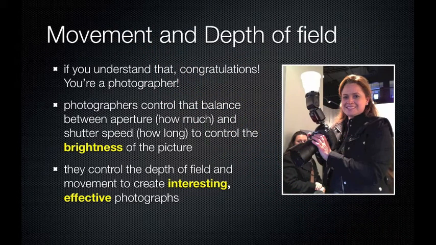Photographers control that balance between aperture, which is how much light, and shutter speed, which controls how long the light strikes the sensor. They do that just to control the brightness of the picture. But there's a difference between the brightness in the picture and making an interesting, effective photograph. So photographers obviously have to think about making the picture correct when it comes to brightness. But they also have to think about how to use depth of field and how movement or motion is rendered in the picture in order to make the picture interesting and effective.